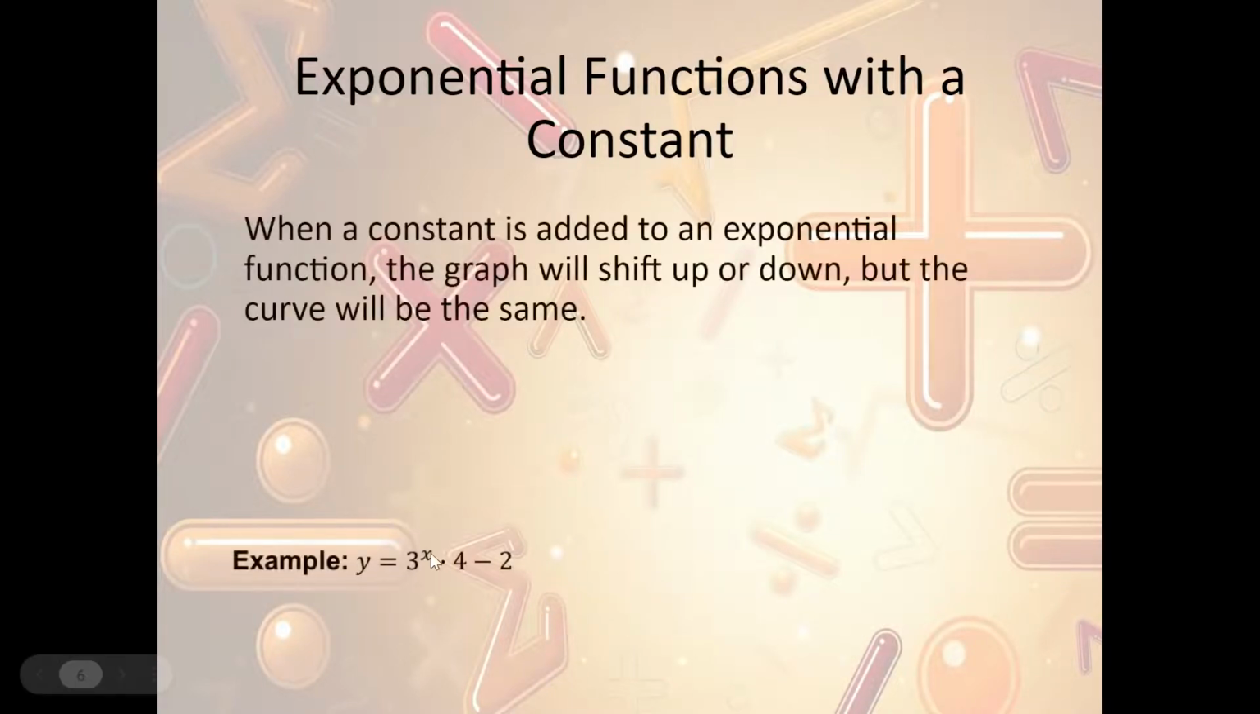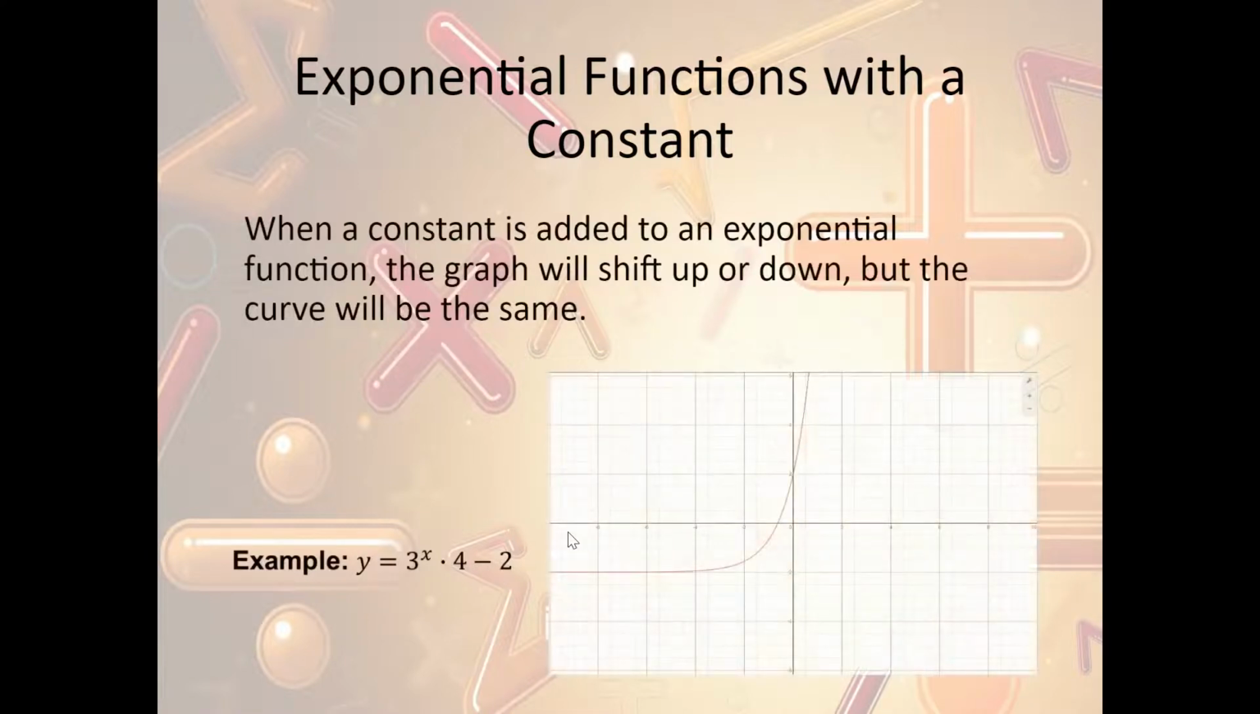Now, what if it was 3 to the x times 4 minus 2? Same thing, except now it's going to shift down and go this direction. So it's the same as 3 to the x times 4, except we're going to slide it down, and now the line it won't cross is y equals -2.